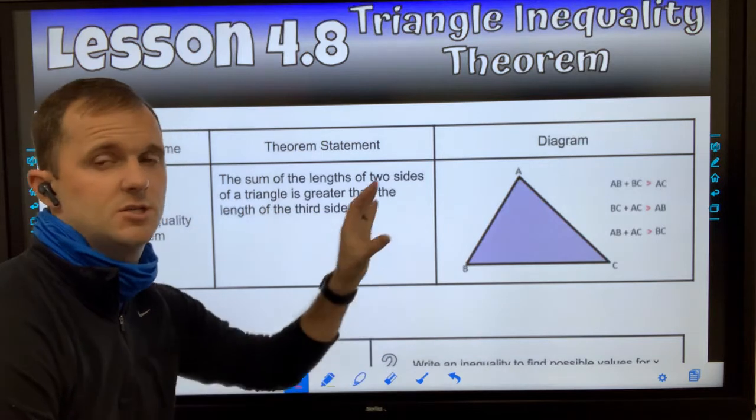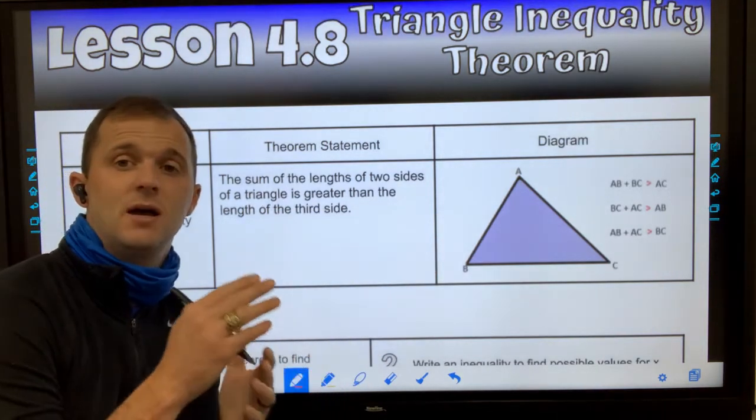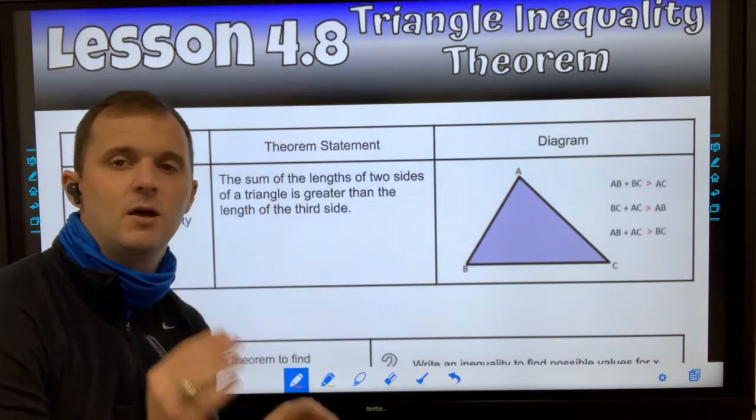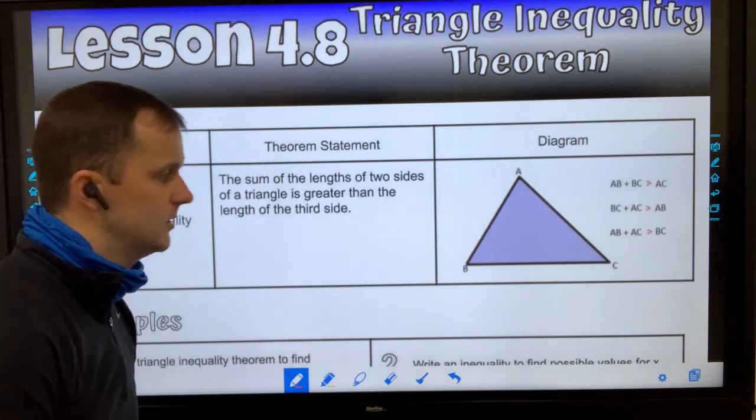We're actually going to use this theorem to find the measurements of a possible side length, and also to determine if a triangle is actually a triangle. So let's jump into that.